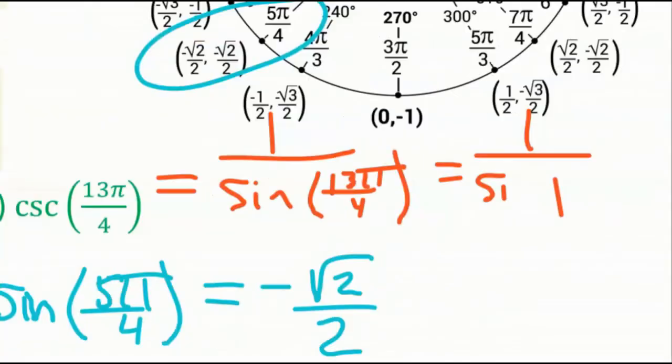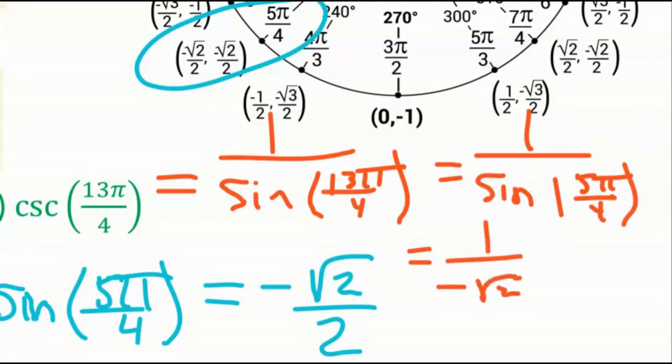Okay, so I'm still trying to get this right. It zoomed in like crazy on me. Okay, so this is sine of 5 pi over 4. We've already figured that out too. That's negative square root of 2 over 2. So I have 1 over negative square root of 2 over 2.